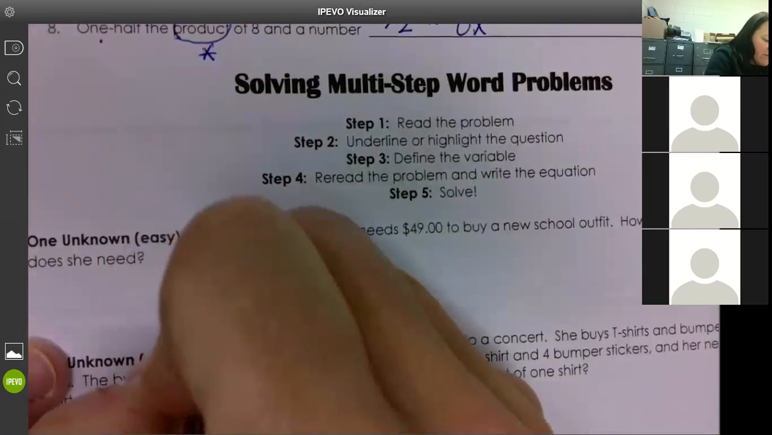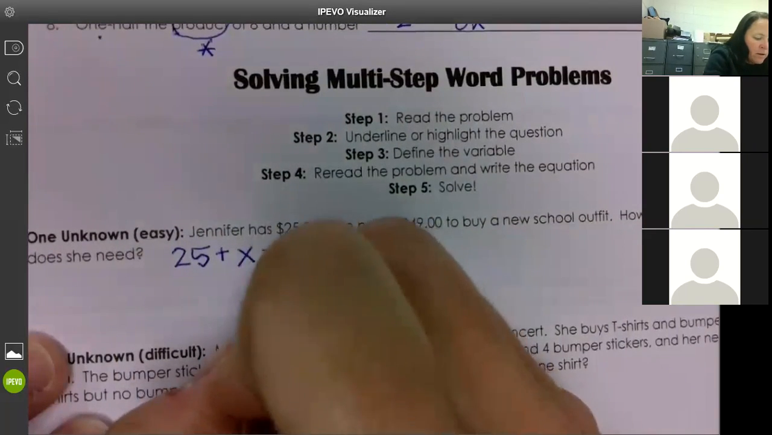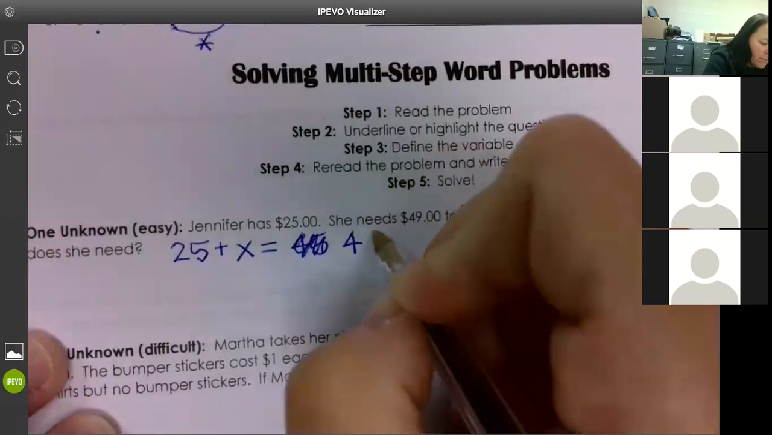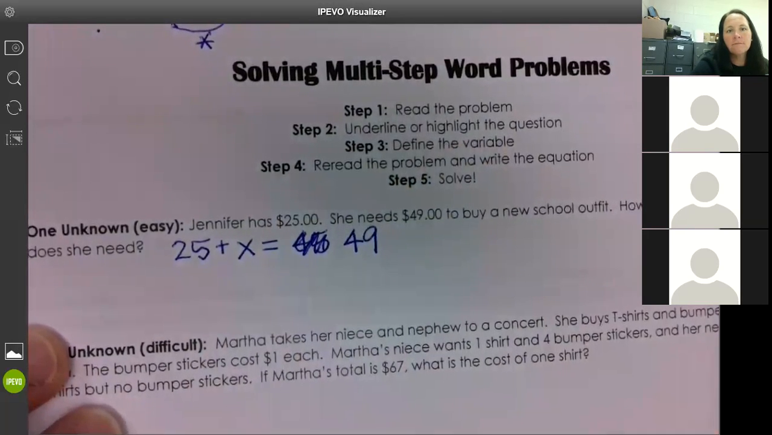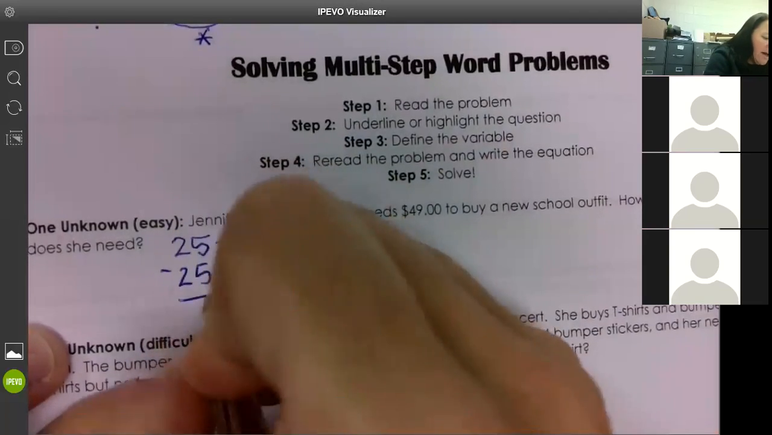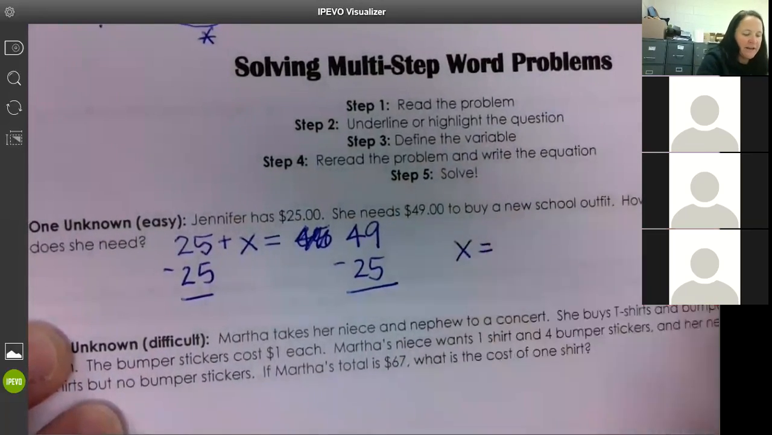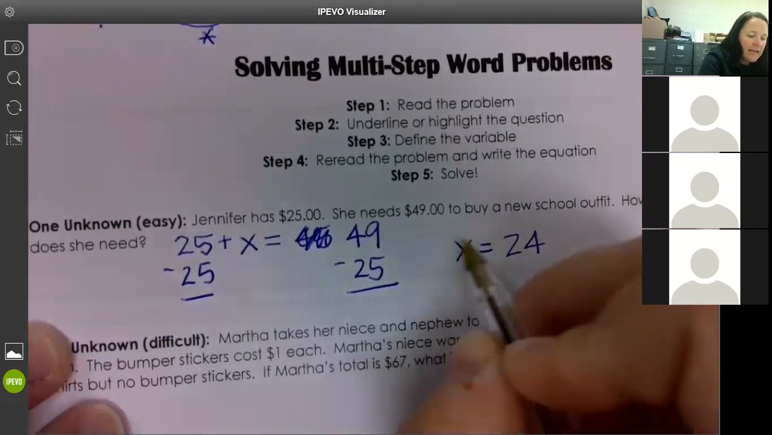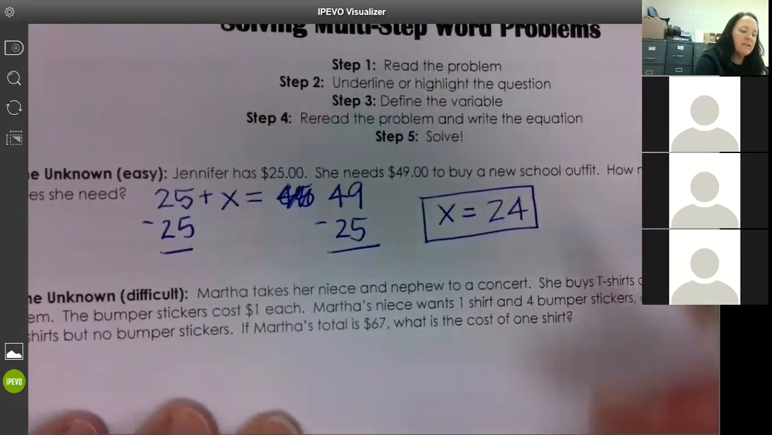She has 25. She needs more money, but we don't know how much more to get her total to 49. So how do you figure out how much money she needs? Subtract 25 from 49. And you could have done that without writing an equation, and that's perfectly fine. Somebody tell me how much money she actually needs. 24. I need more than 1 or 2 people answering. This is a pretty big class. So she just needs $24.